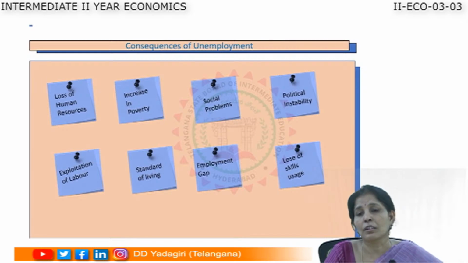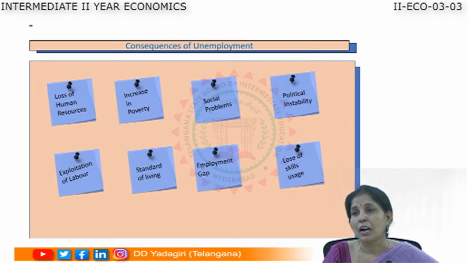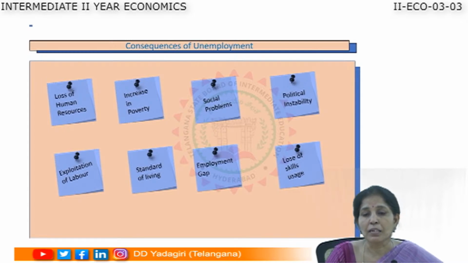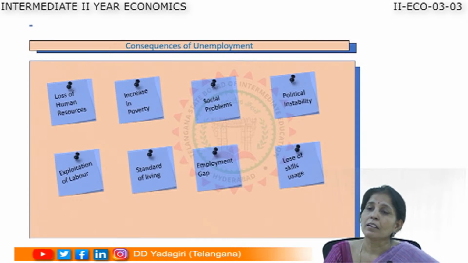India has good labor resources or human resources, but unless and until we provide the employment opportunities, we are not able to tap the potentialities of these human resources. The next one is unemployment increases the poverty level. When a person is not finding a job, incomes are not generated, and that leads to him not being able to satisfy the basic needs of life.